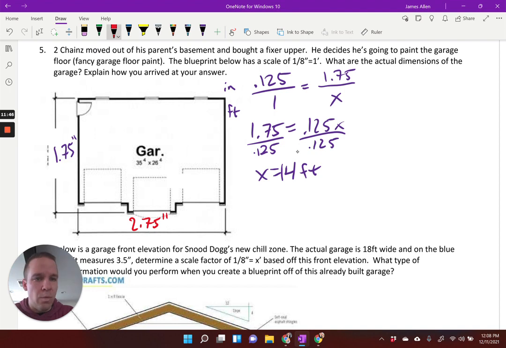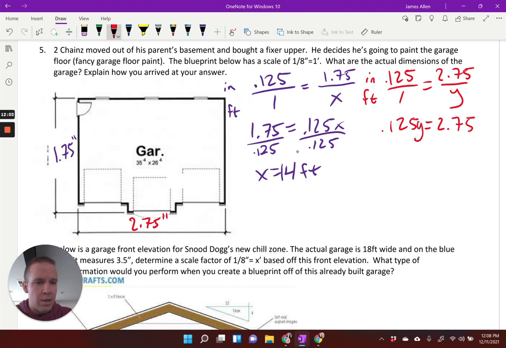And you know what? I'll go ahead and do this in red. Okay. So now I have 0.125 over 1 is equal to 2.75 over, we'll call it y. Still inches over feet, right? Inches, feet. All right, so you get 0.125. The work's going to look almost exactly the same. Divide by 0.125. So 2.75 divided by 0.125, going too fast, equals 22.